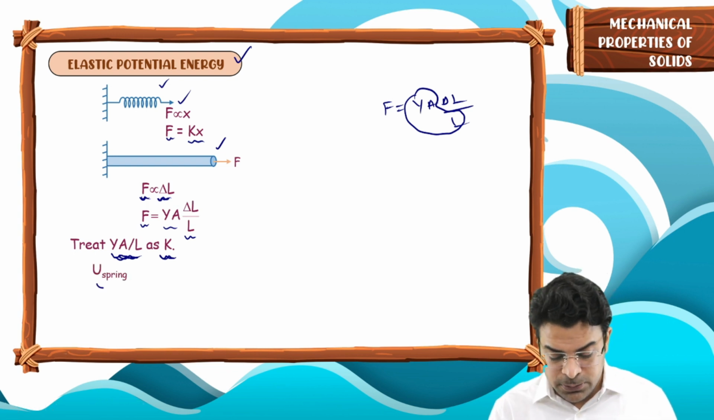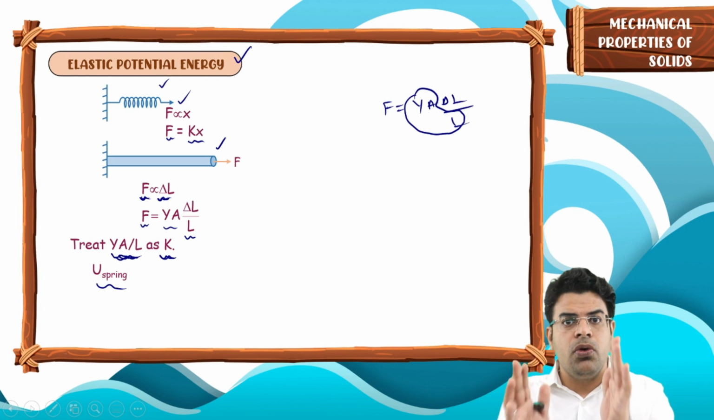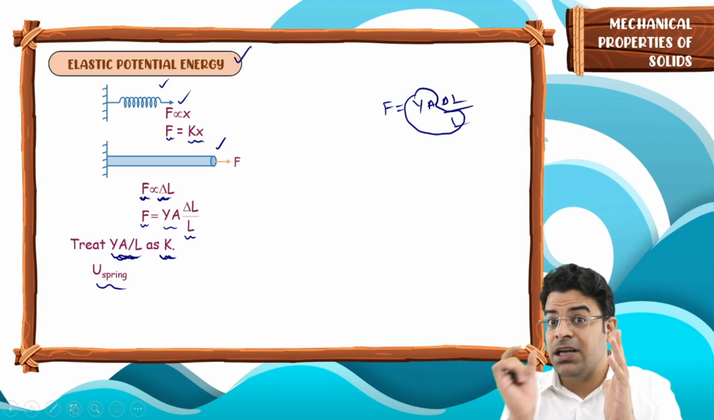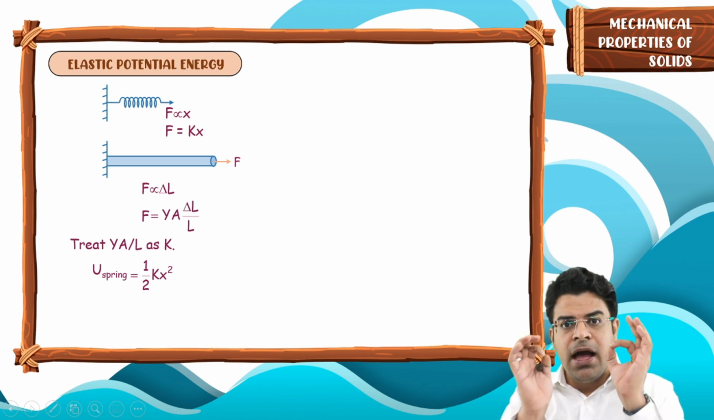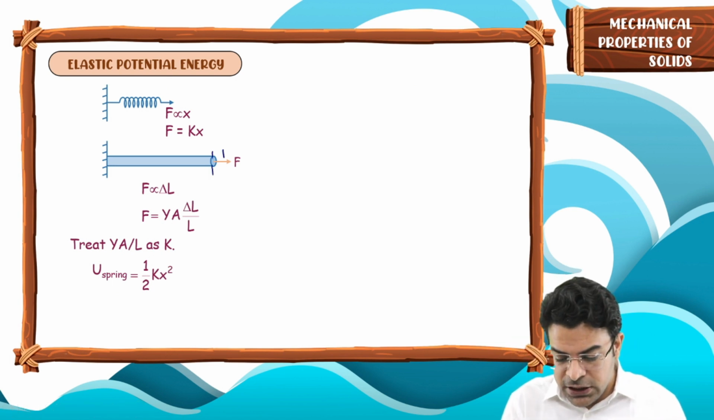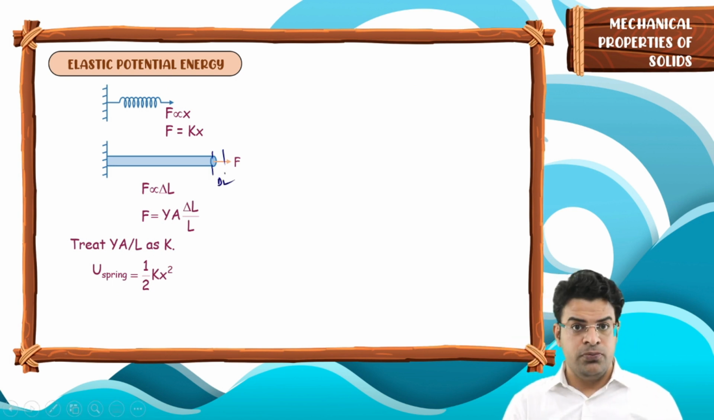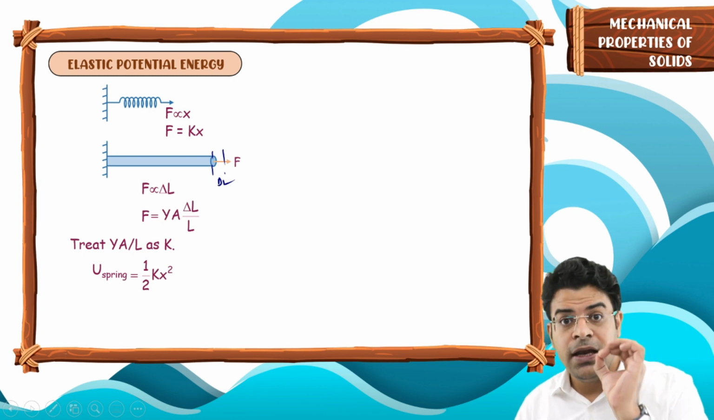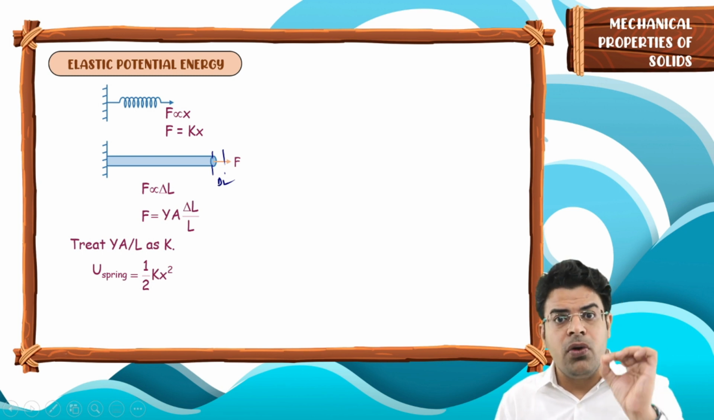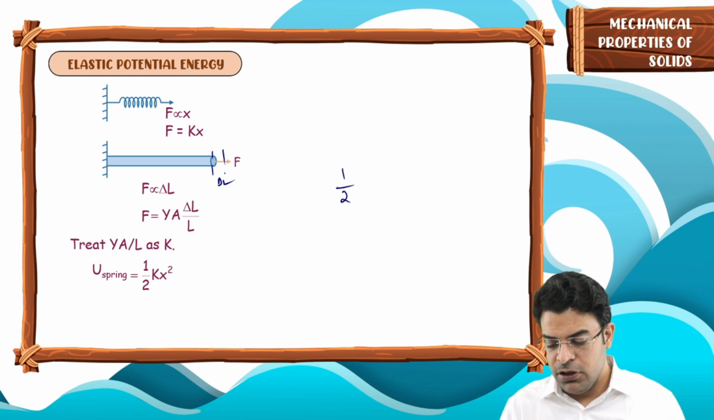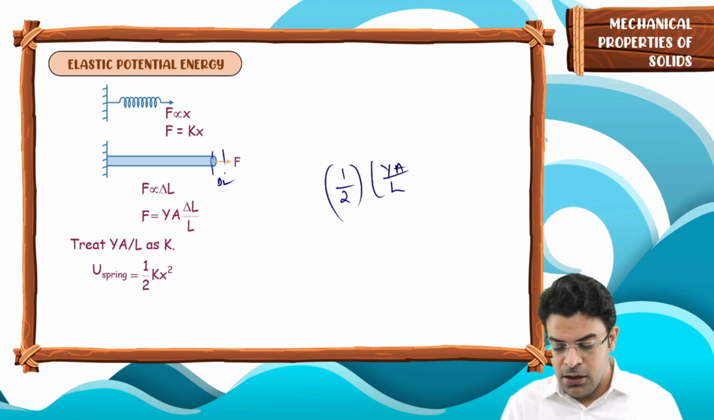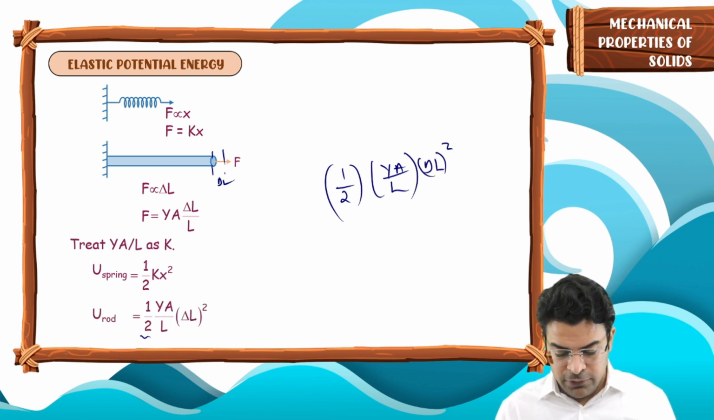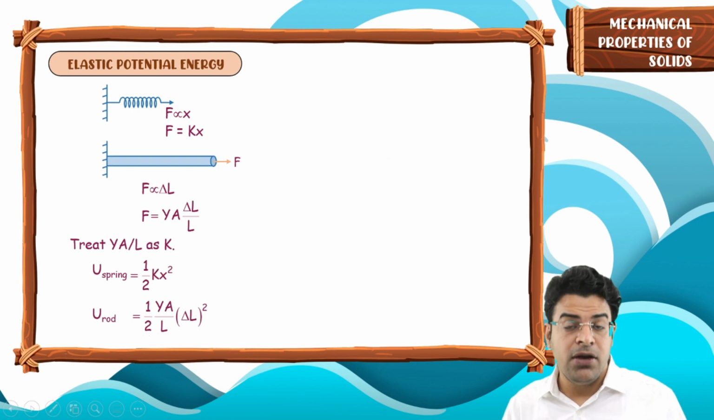Now, for a spring, the potential energy stored in the spring when it has a deformation x is given by half kx squared. Similarly, if you have a rod in which an elongation delta L is produced, you can write the elastic potential energy stored in the rod to be half into the constant for this rod, which is YA by L, into delta L whole squared. So half into YA by L into delta L whole squared.